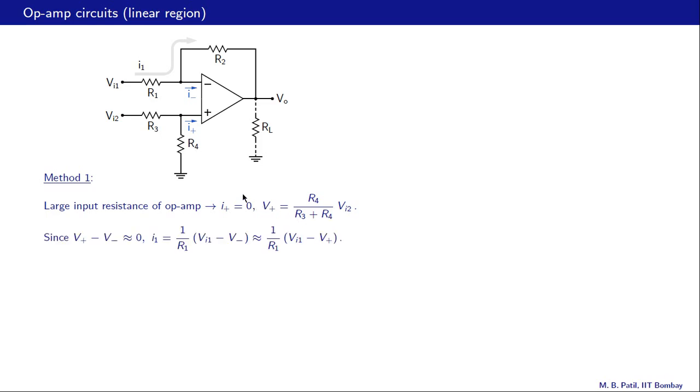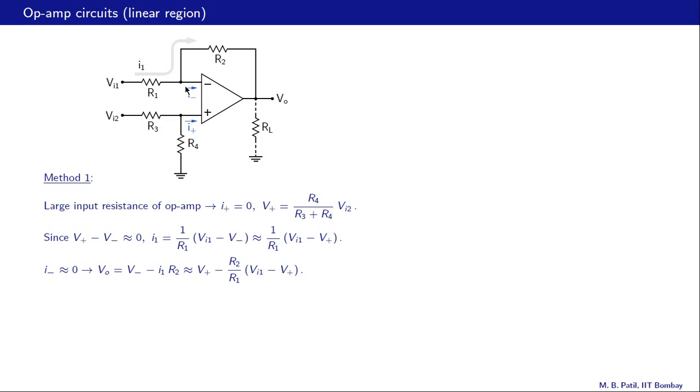Since the op amp is operating in the linear region, V plus and V minus are nearly equal, and therefore this current I1 is VI1 minus V minus divided by R1, and we can write that as VI1 minus V plus divided by R1, because V minus and V plus are nearly equal. Now I minus is 0, that's an op amp input current. And what does it mean? That means this I1 also goes through R2, and that gives us an expression for VO.